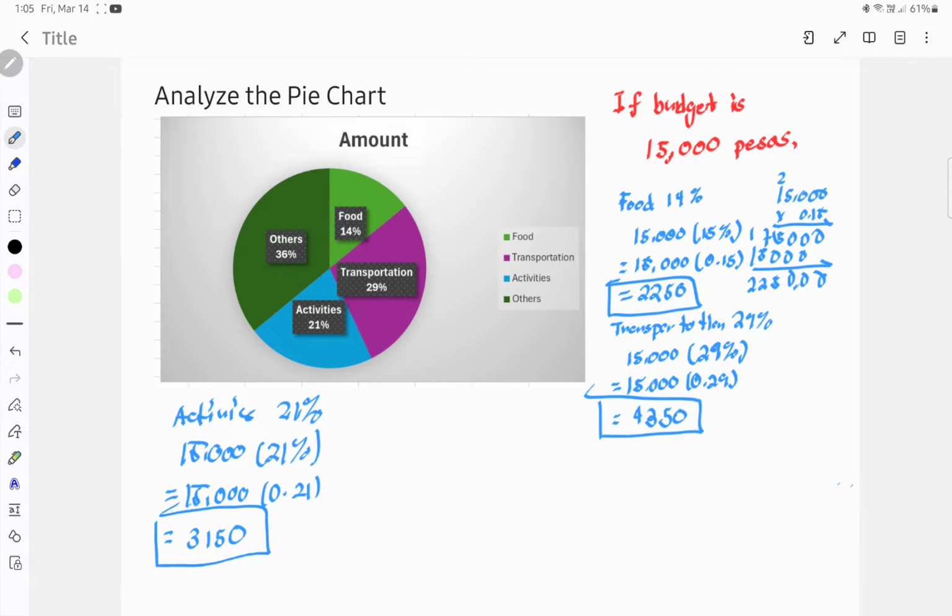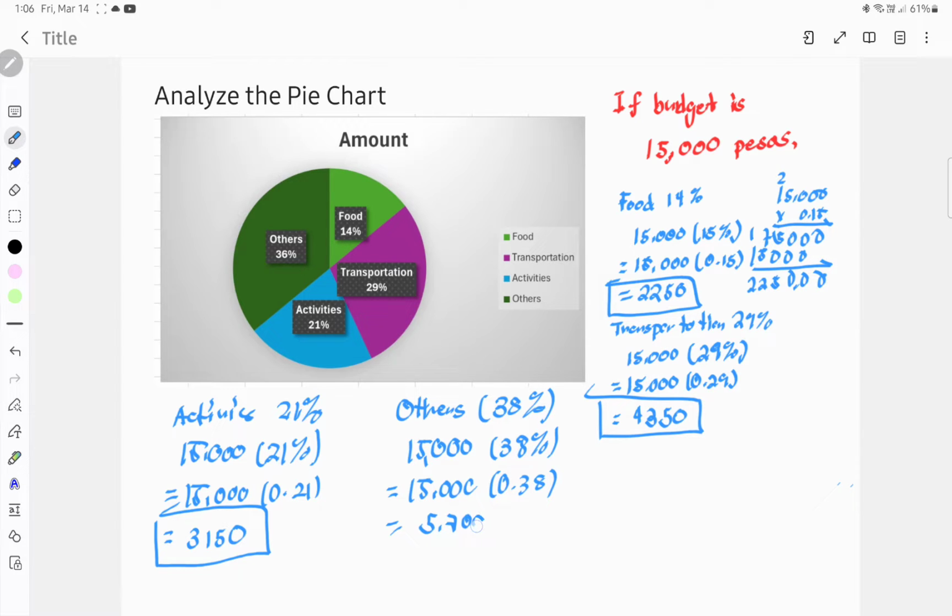3,150 pesos. Lastly would be the others, or other expenses. That will be around 38%. Working with 38%, so 15,000 times 38%, the decimal would be 0.38. So we have 15,000 times 0.38. I believe that's around 5,700. And now you have all the allocations.